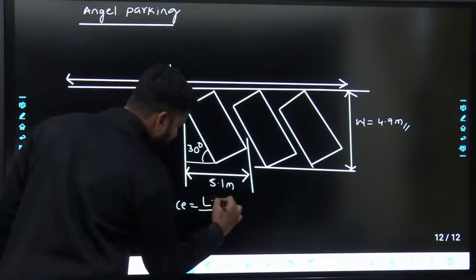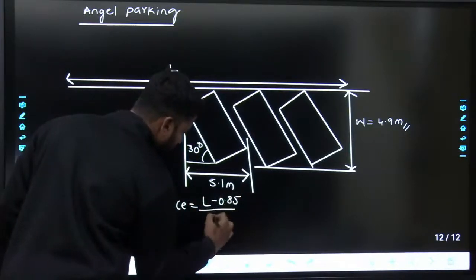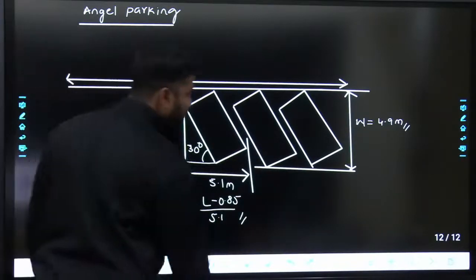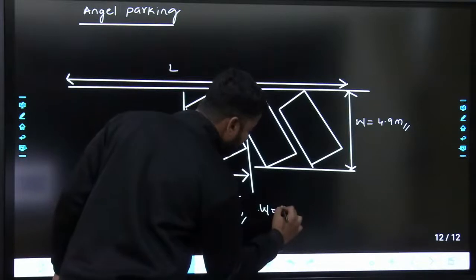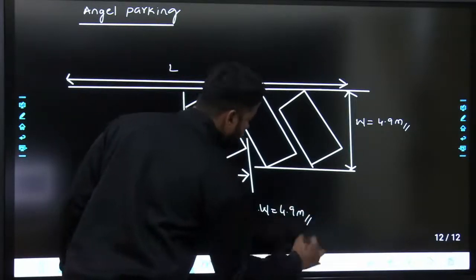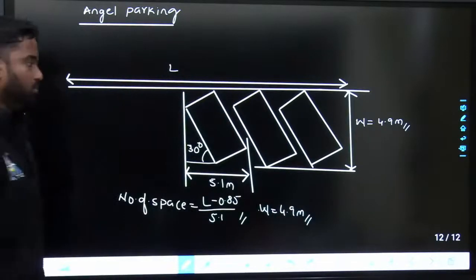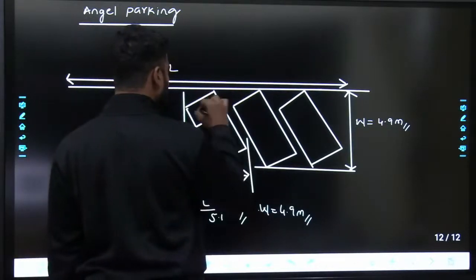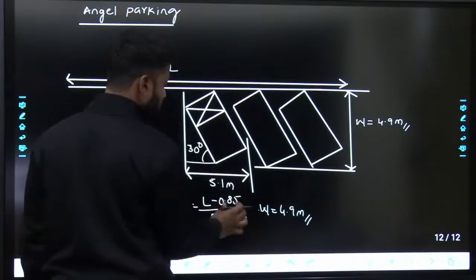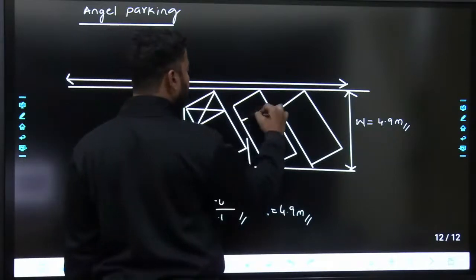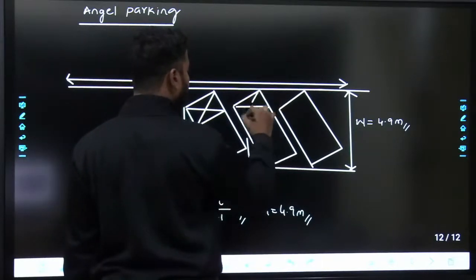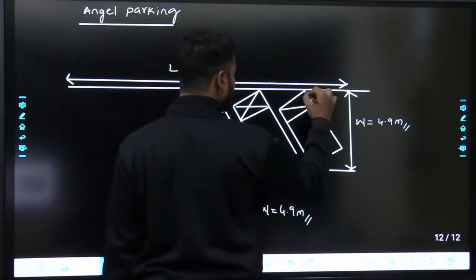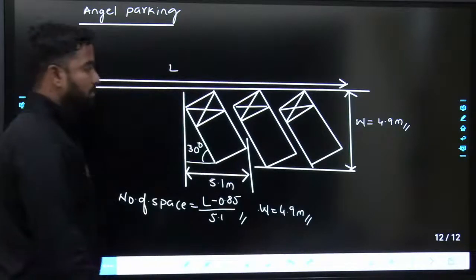Number of spaces equals (L minus 0.85) upon 5.1, as per IRC, and width equals 4.9 meters. The width that should be provided is 4.9 meters. This 0.85 is the clearance that you should provide. That is the meaning of it. Fine. This is 30 degrees parking.